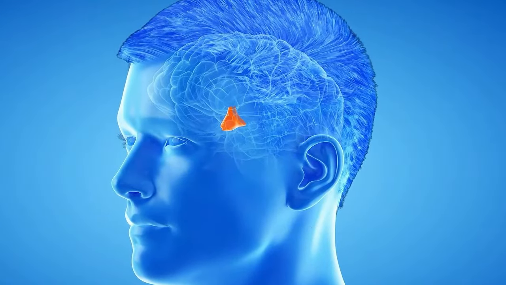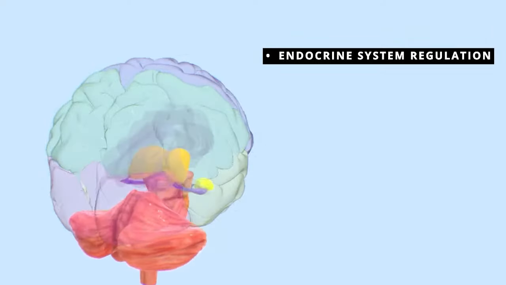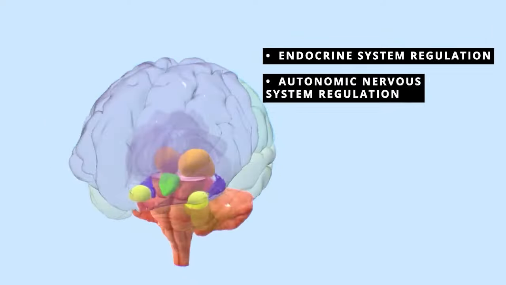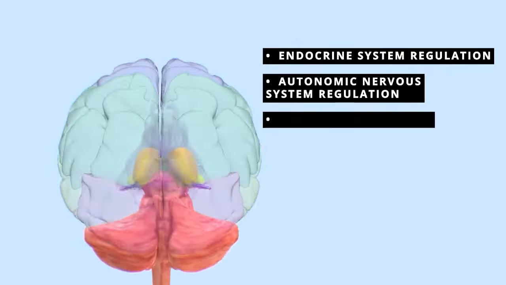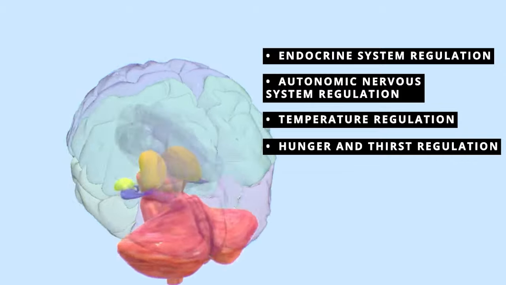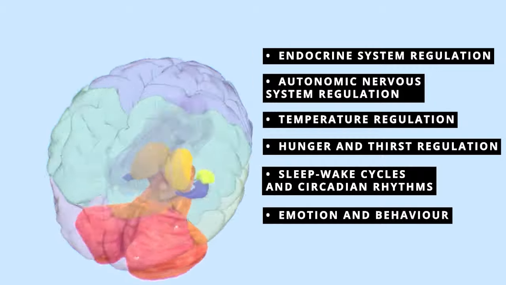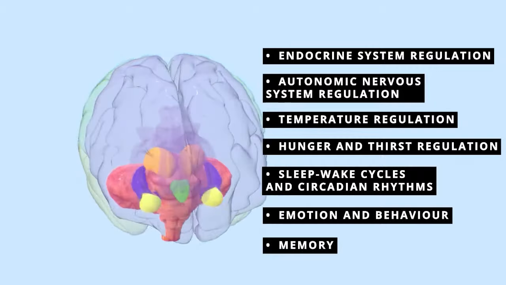The hypothalamus performs various functions, for example, endocrine system regulation, autonomic nervous system regulation, temperature regulation, hunger and thirst regulation, sleep-wake cycles and circadian rhythms, emotion and behavior, and memory.